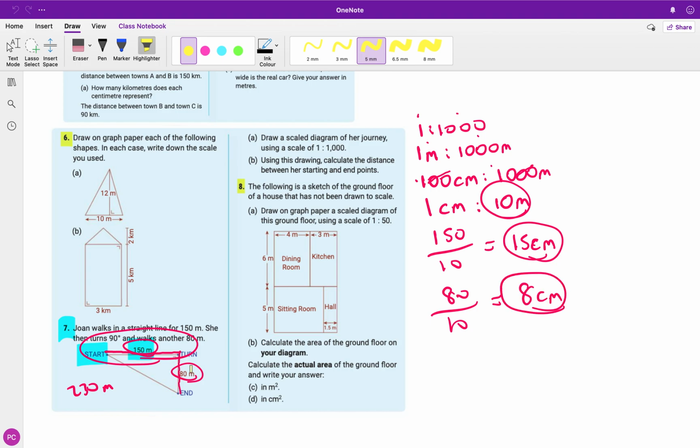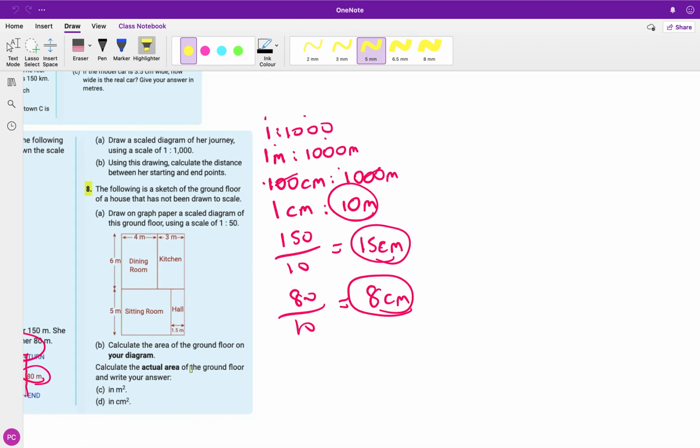So when I draw my line for part A, I am going to do 15 centimetres this way and 8 centimetres that way. So this is going to be 15 centimetres, this is going to be 8 centimetres, this is going to be the end, and this is going to be the start. So I've scaled down from 150 metres and 80 metres into a diagram that represents that distance in smaller terms. So 150 and 80 goes to 15 and 8, which stands to reason, doesn't it?